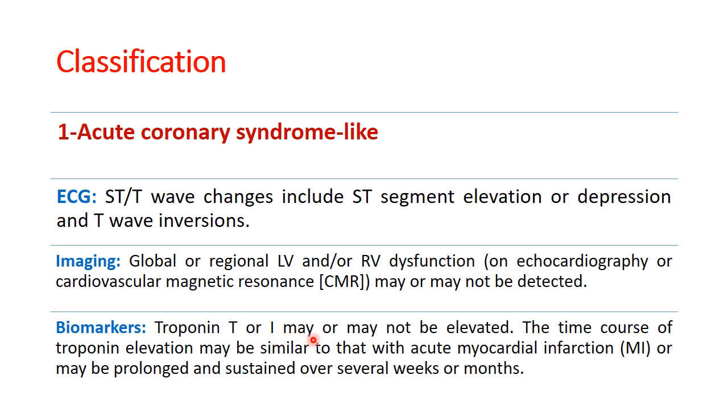By imaging, global or regional left ventricular and or right ventricular dysfunction may or may not be detected. Biomarkers troponin T or troponin I may or may not be elevated. The time course of troponin elevation may be similar to that with acute MI, or may be prolonged and sustained over several weeks or months.